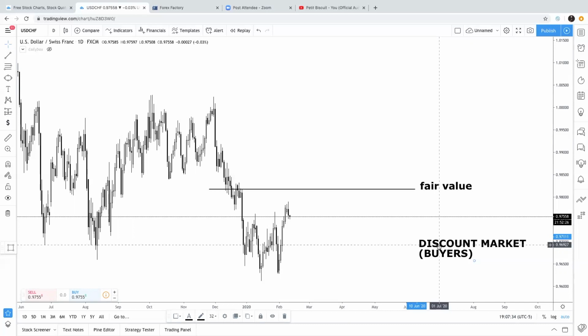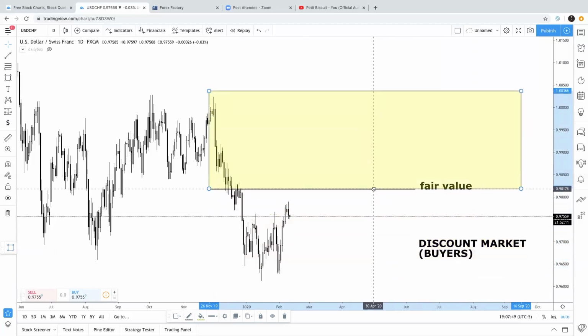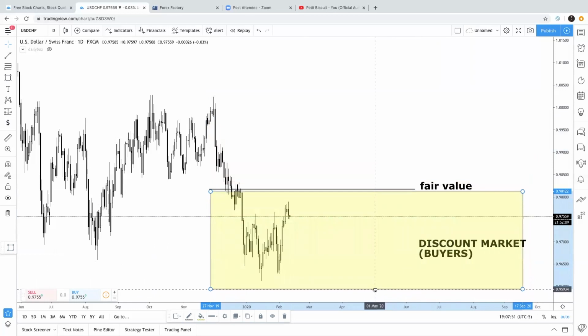Because when you're in a discount market, guys, you don't want to be looking for anything other than buys. What I mean is literally anything below this line, you should only be looking for buys. Anything above, sells. Everything below, buys. So right now, what should I be looking for?